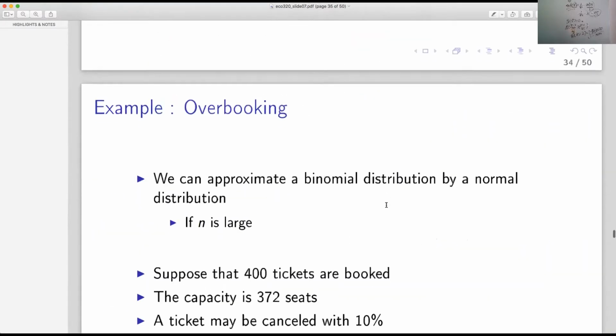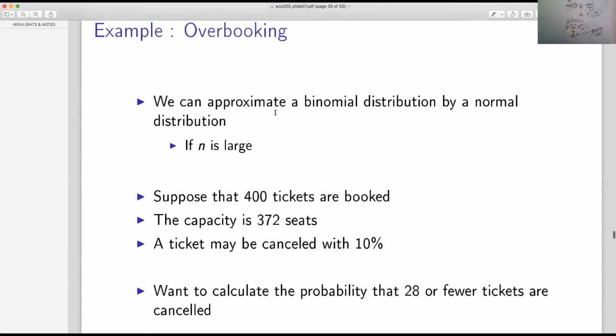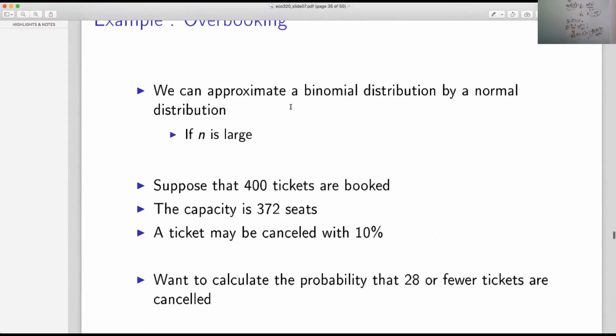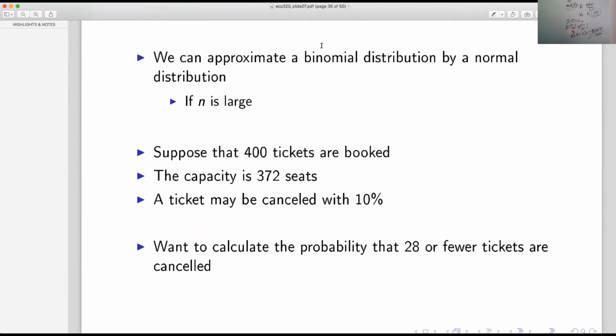So we can approximate a binomial distribution by a normal distribution if n is large, right? Suppose that you have 400 tickets booked.